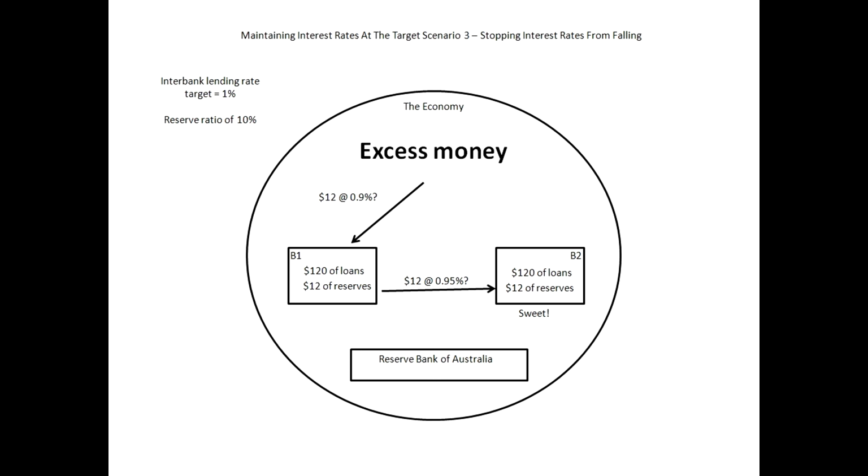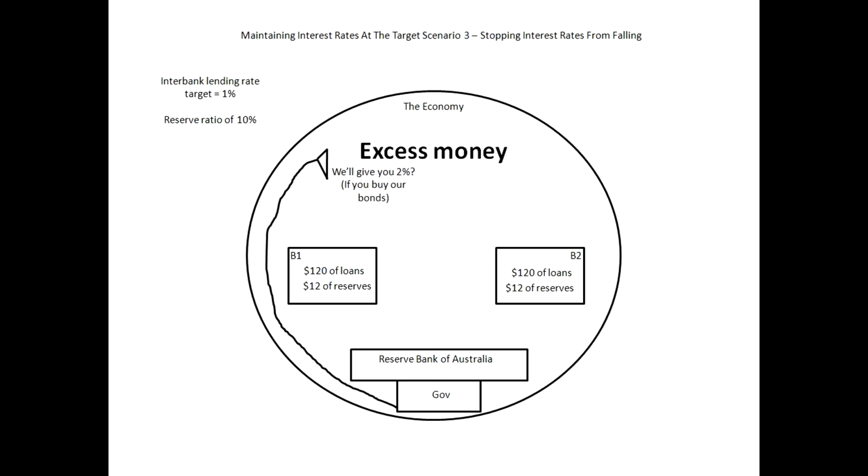So what the government does then is it puts a little suction thingy out into the economy and says, oh, well, we'll give you 2% if you buy our bonds. And so what happens then is the excess money gets sucked up by the bond selling process of the government, and you can see a little illustration there. Excess money has been vacuumed up, and we're just left with plain old money in the economy there at the end.